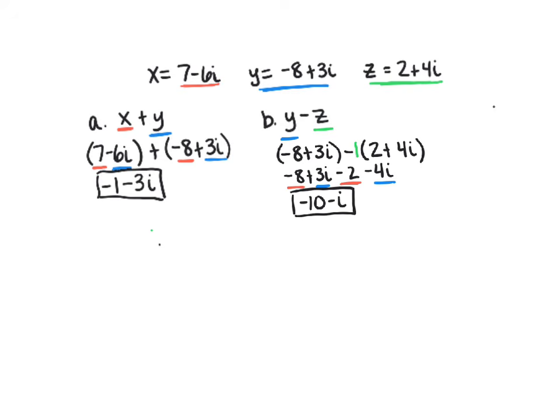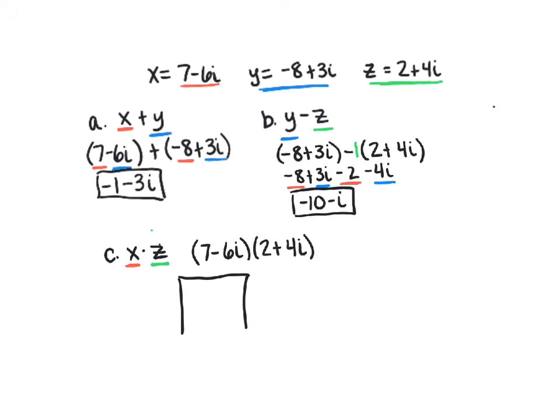All right. And so maybe my last problem looks like x times z. So again, I've got my red problem and my green problem. So I'm going to do 7 minus 6i times 2 plus 4i. If we do our box, 7 minus 6i, 2 plus 4i.